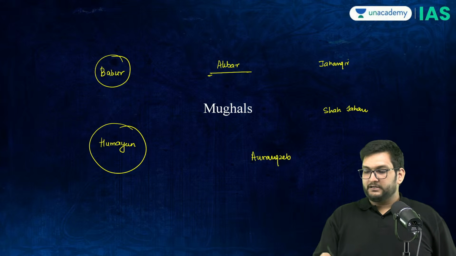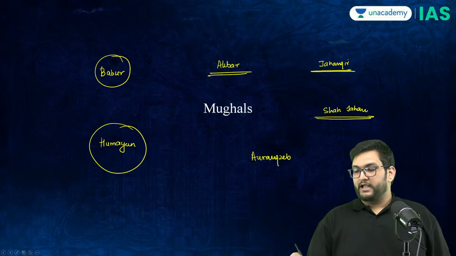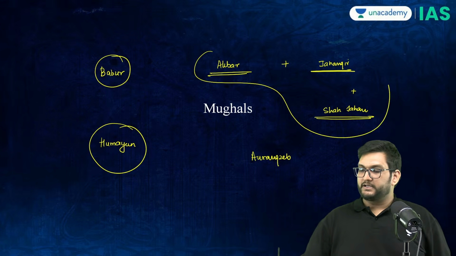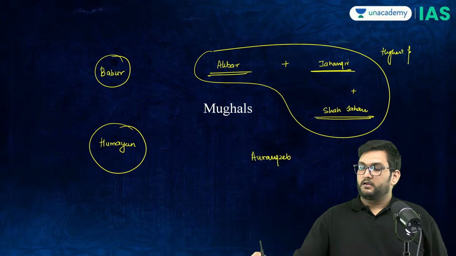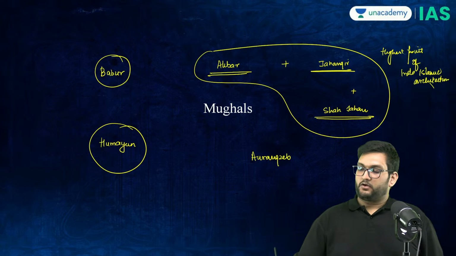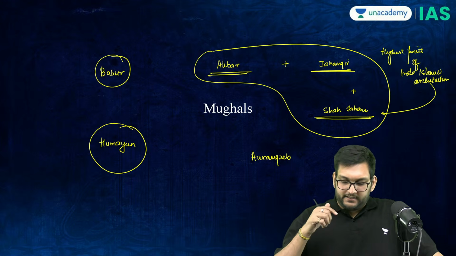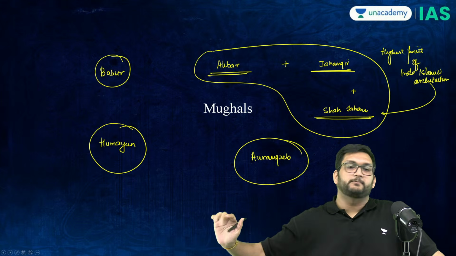It is Akbar, Shah Jahan, Jahangir who together add multiple things which make the Mughal period the highest point of Indo-Islamic architecture. The highest point is obviously in Shah Jahan. But the idea is that Aurangzeb is the one from where the decline starts to go down.